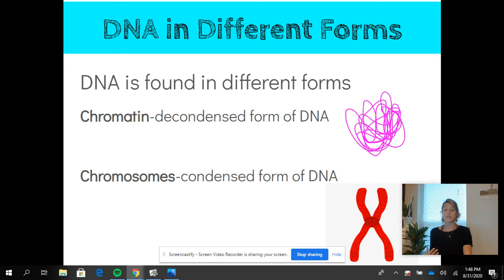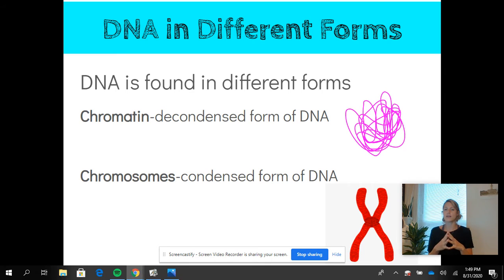Now, DNA is found in the cells of our body. There are two different forms of DNA that we're going to talk about. Number one is the decondensed form of DNA. So the opposite of condensed is decondensed. So it's this big mess that looks like spaghetti. The other form that you guys have probably heard of before is known as a chromosome. This is a condensed form of DNA, which we find in every single cell in our body.